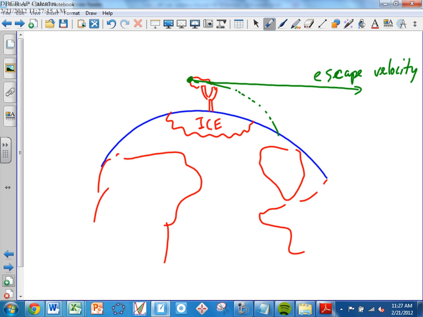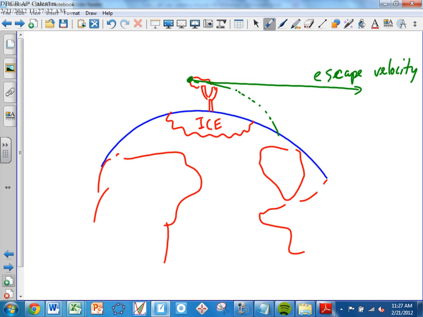You said overcome between what and what? The force of gravity between the Earth and the object, whatever the object may be. A rocket, whatever.